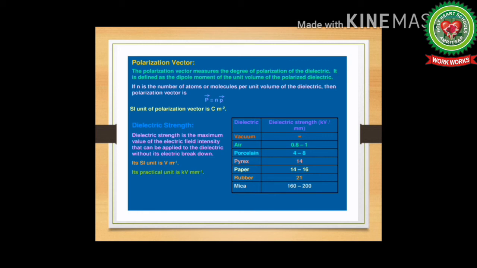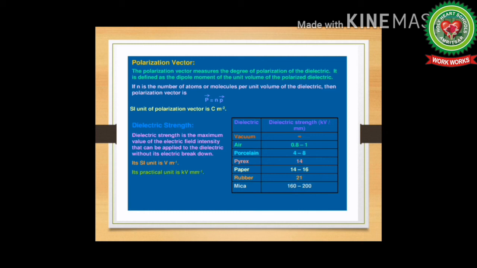Now the next one is the polarization vector. What is a polarization vector? A polarization vector is a vector which measures the degree of polarization, how much a dielectric has been polarized. It is defined as dipole moment per unit volume, that is the mathematical relation for the polarization vector. Now the formula will be capital P is equal to N into small p. N means the number of atoms and molecules per unit volume. The SI unit of polarization vector is coulomb per meter square.